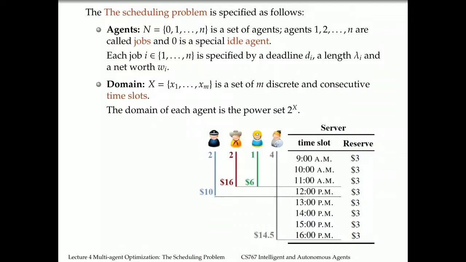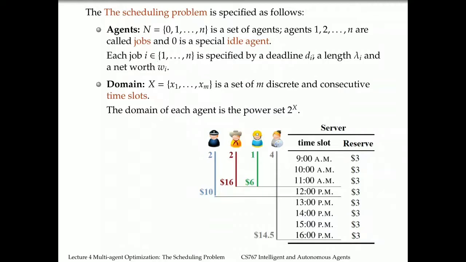So more formally, we can define a scheduling problem as a multi-agent system, and naturally each job will be considered as an agent. So if we have n jobs, then we have n of such agents. We call them job agents. But moreover, we create this extra agent, and this agent is responsible for handling the idle period. So we call it the idle agent. So altogether, we have n plus 1 agents, ranging from 0 to n.